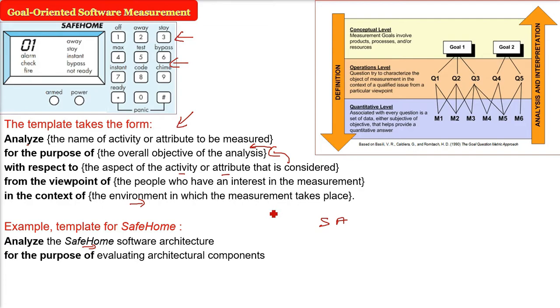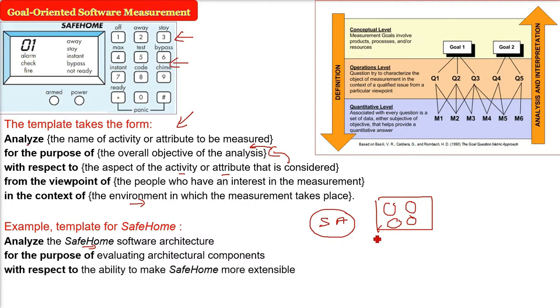What will be the second one? For the purpose of what? We need to evaluate the architectural components, because we have to answer the overall objective of the analysis. Because the name of the activity or attribute to be measured is software architecture, and purpose is evaluation of architectural components. And what is with respect to? We need to write the aspect of the activity that is to be considered. So with respect to, here we will write the ability to make safe home software or the product more extensible.